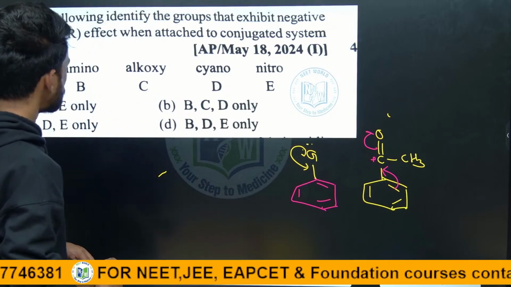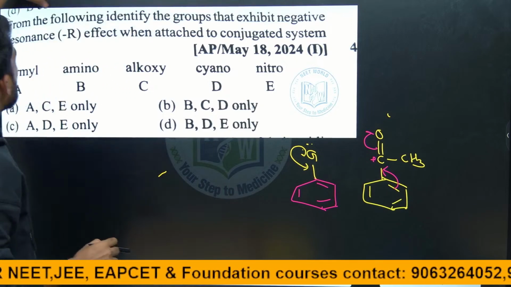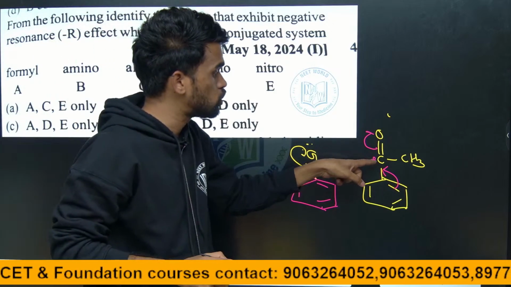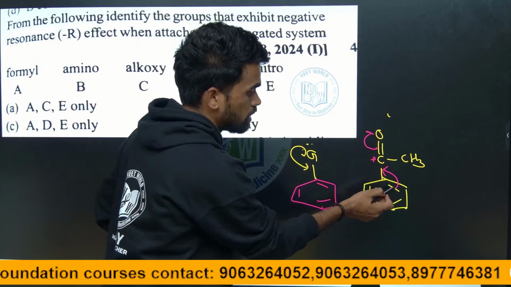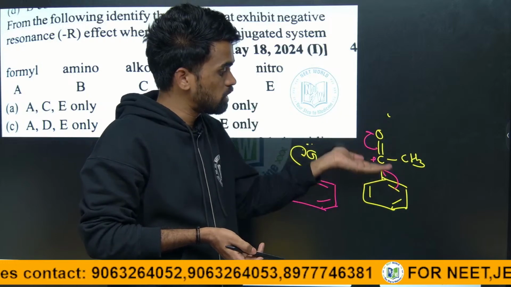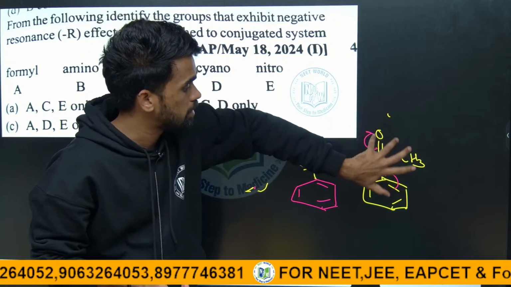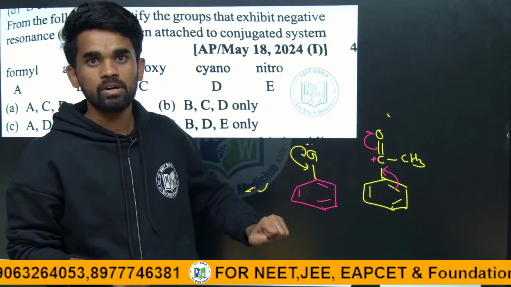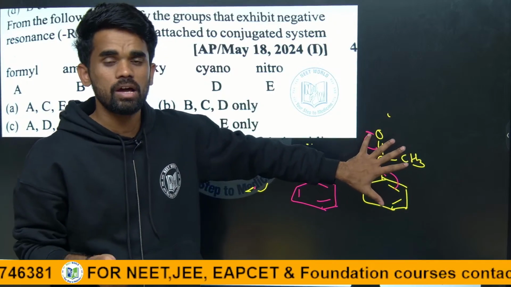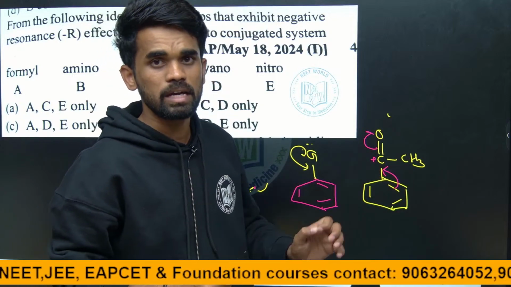Now look here. From the following, identify the groups that exhibit negative resonance effect. It means minus I effect, that is, it should withdraw the electrons from the ring. So here it is withdrawing electrons towards the group. Here a ketone group is there, so it is withdrawing the electrons, so we can call it an electron withdrawing group, and this effect is called the minus M effect, also known as the minus R effect, negative mesomeric effect or negative resonance effect.